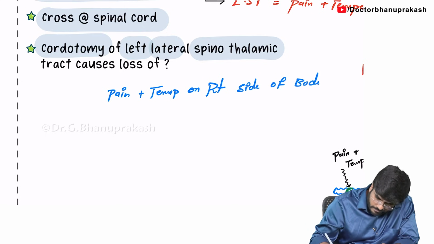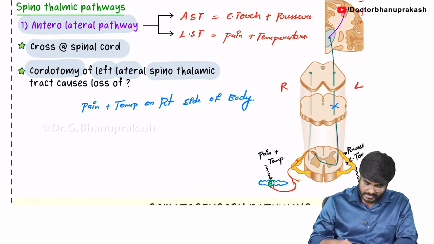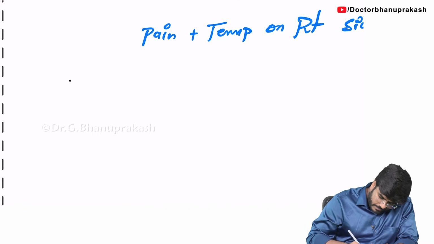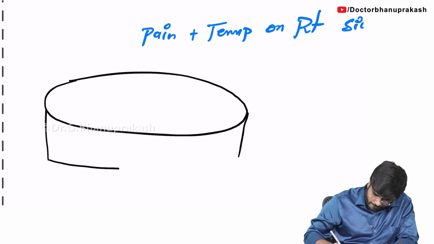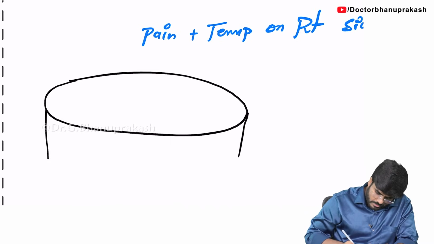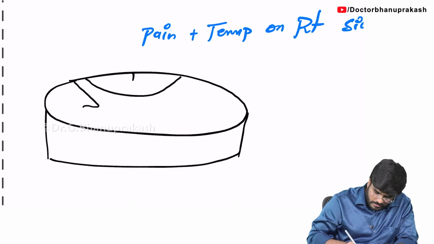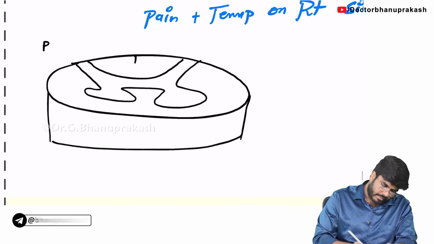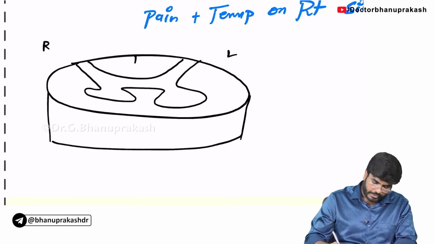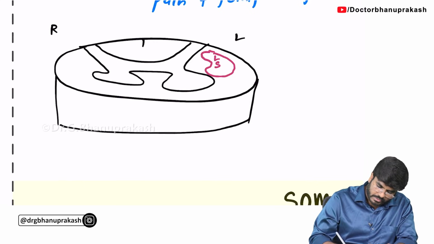Okay, very, very important. Now, how else can a question show up in your exam? Let's say here is the cross section of the spinal cord. You can see here these are the dorsal horns, these are the ventral horns. Here is the right side of the body, here is the left side of the body. Now we all know, sir, this is the lateral column, right? Here will be the lateral spinothalamic tract.